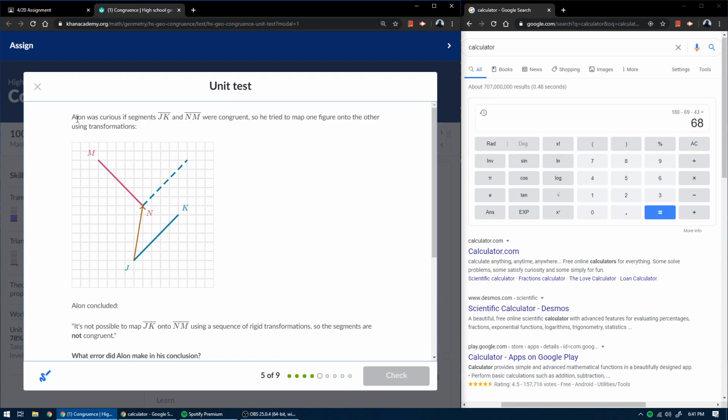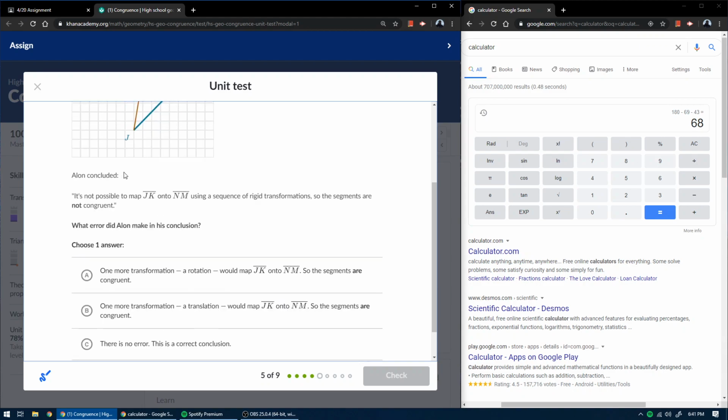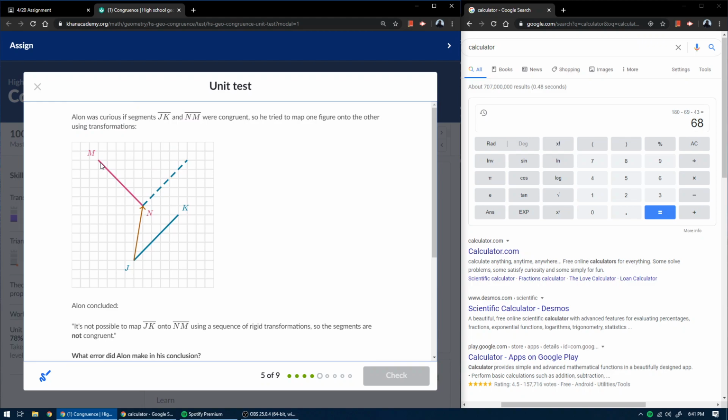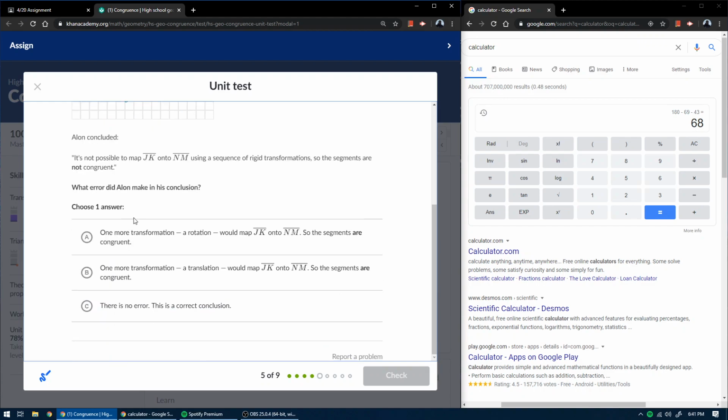So he tried. Alan was curious if segments JK and NM are congruent, so he tried to map one figure onto the other using transformations. So remember rigid transformations? What did he do? He translated this up here, and then he rotated it, it seems. So translation and rotation.